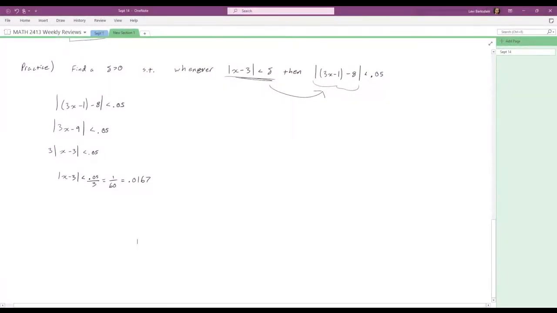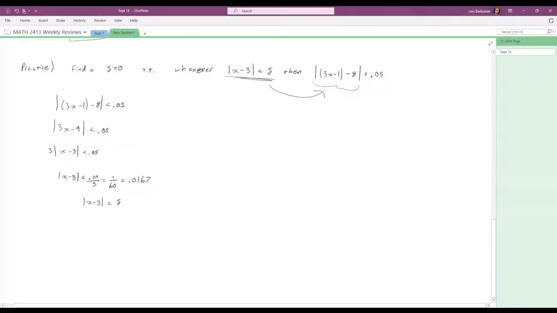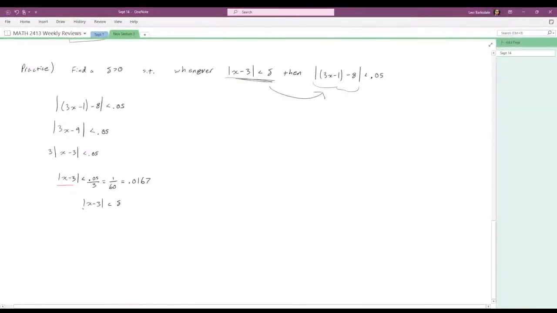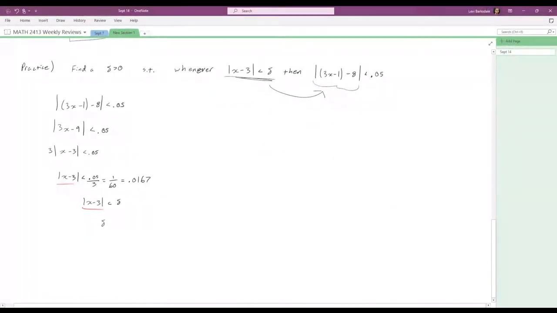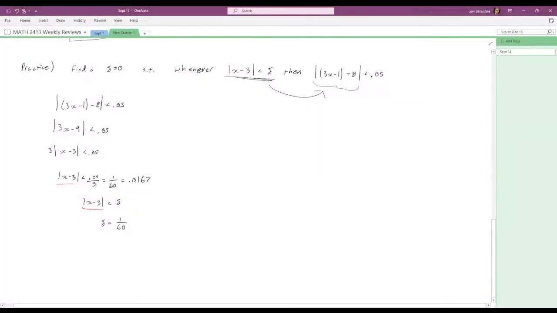So then we also know that |x minus 3| has to be smaller than delta, since we have |x minus 3| on each side, right here and right here. We get to choose delta, we can just say delta is equal to, I prefer the fraction form, 1 over 60. So there's our delta.